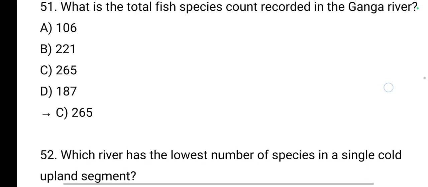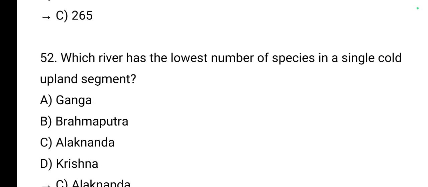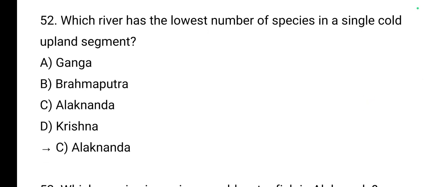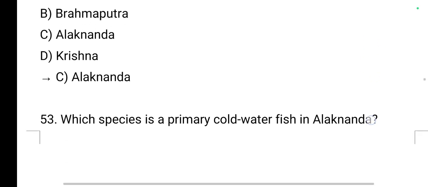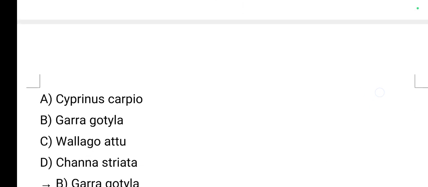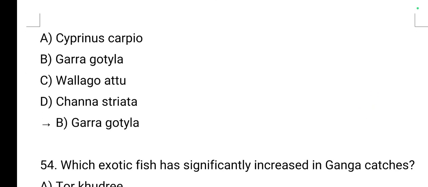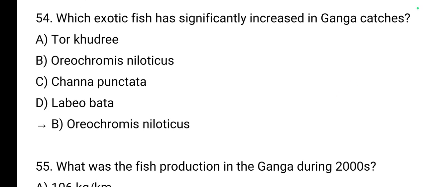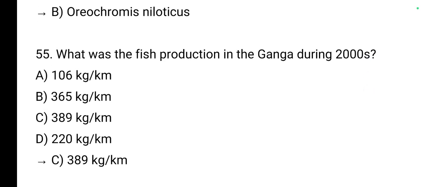So it is 265. Which river has the lowest number of species in a single cold upland segment? So it is Alaknanda river. Which species is primarily cold water fish in Alaknanda? So the answer is Gara gotyla. Which exotic fish has significantly increased in Ganga catches? So the answer will be Oreochromis niloticus.